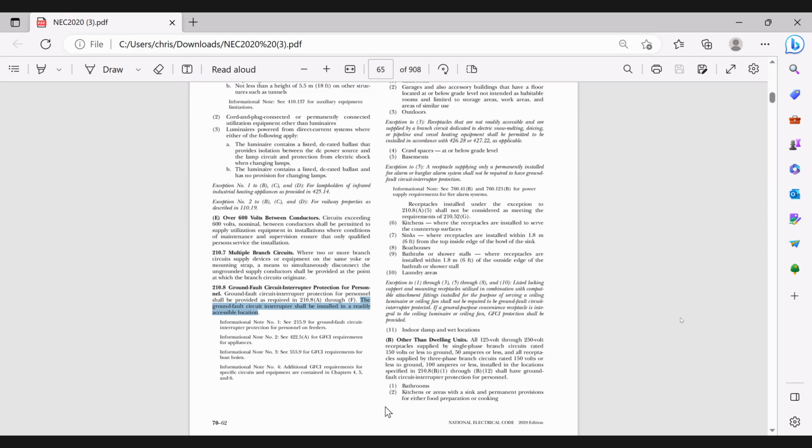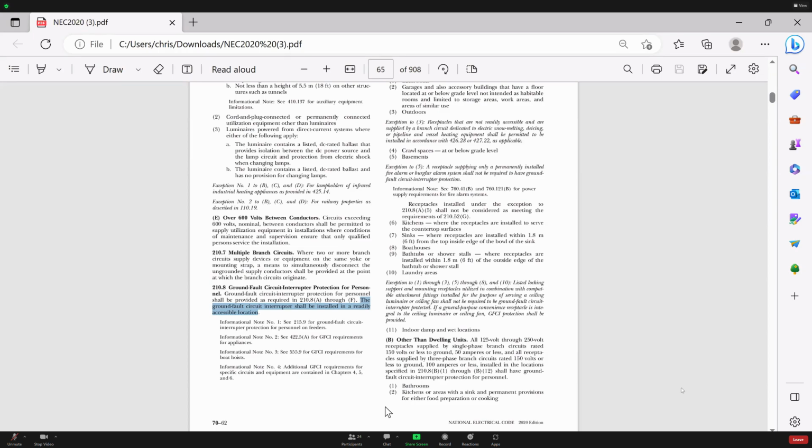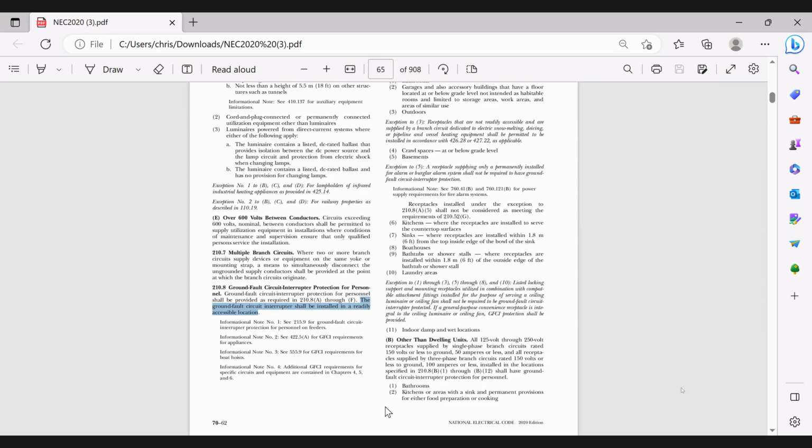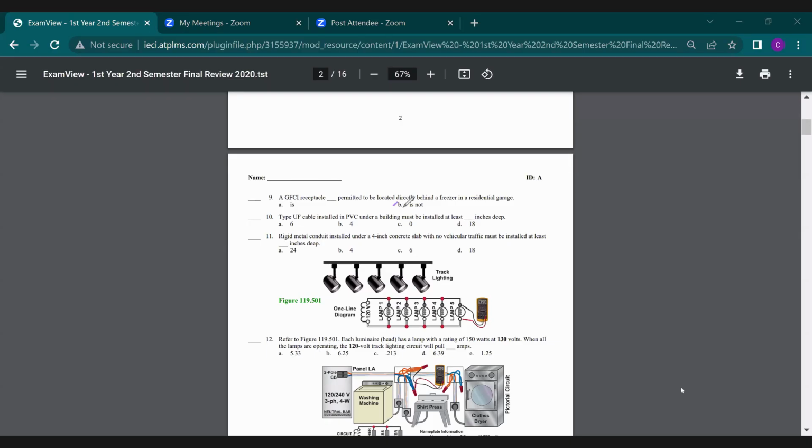The ground fault circuit interrupter shall be installed in a readily accessible location. Behind a freezer is not readily accessible. You would have to move the freezer to get to the ground fault circuit interrupter. So because it's not readily accessible, it would not be permissible. So we take a look back at the review, is not permitted.